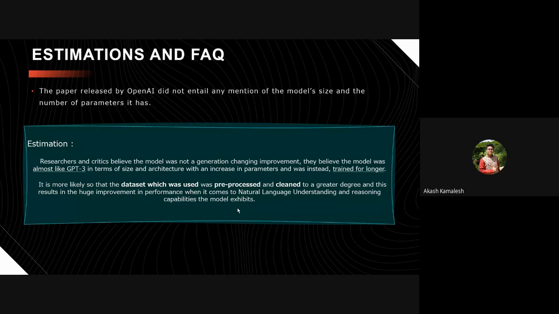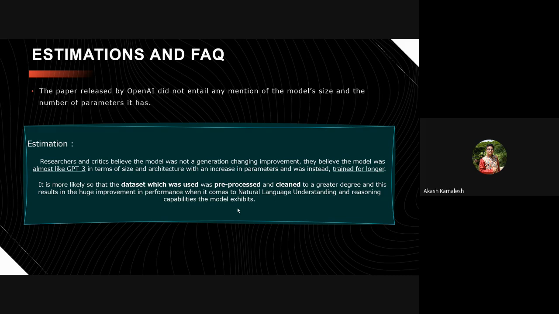The paper released by OpenAI did not mention the model size and the number of parameters. So the researchers believe the model was not a generation-changing improvement. It's not like the difference between GPT-2 and 3, which was 1.2 billion and 160 billion parameters, was huge. They are saying that between GPT-3 and 4, the difference is not so big, like a trillion parameters or such. It's just that they believe that the dataset was processed better and it was trained for longer, because that is the trend which has been followed now in language models.